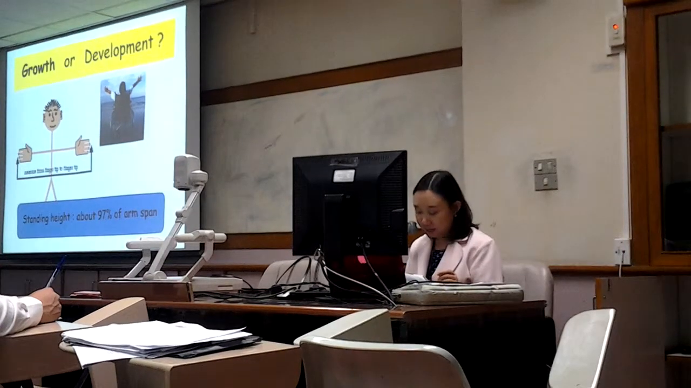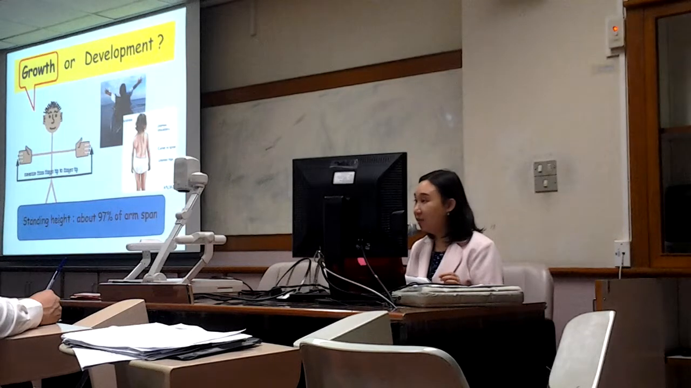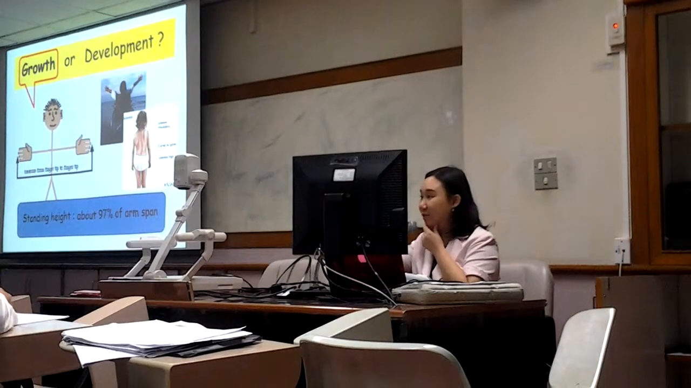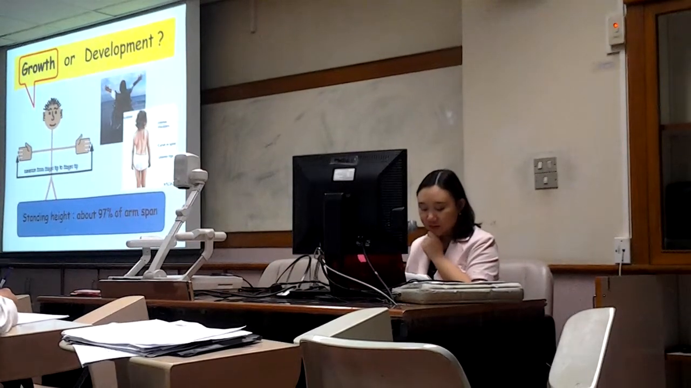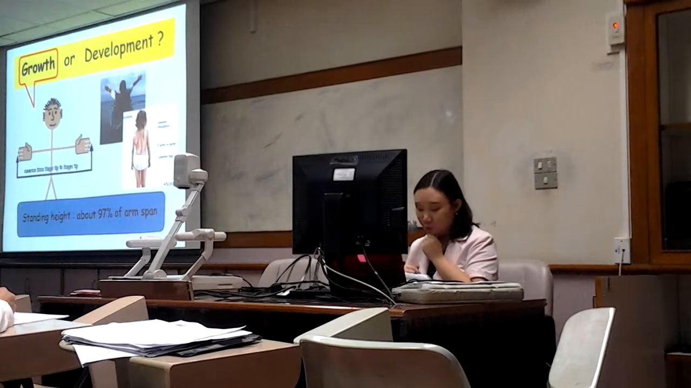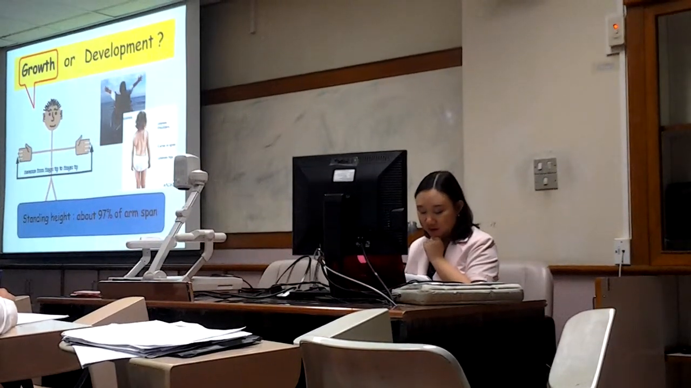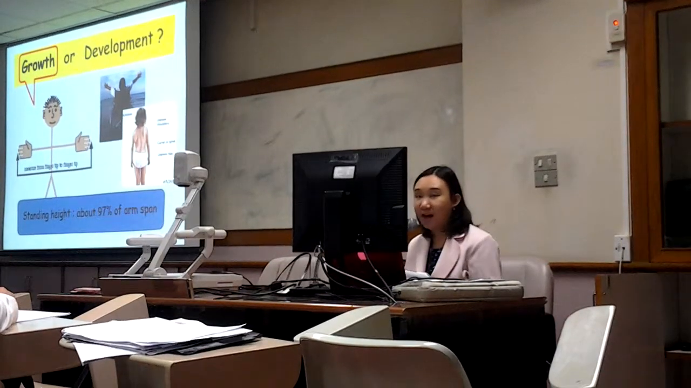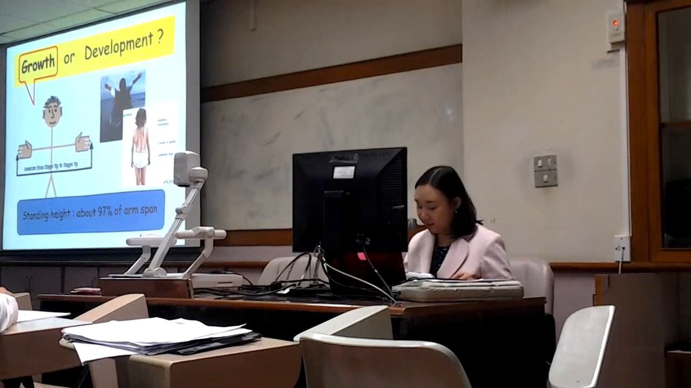Okay. And also for patients who have a spinal deformity. Do you know spinal deformity? It's some kind of scoliosis or kyphosis. For these patients, arm span is also a good estimate of what standing height would be if they have an abnormal curve of the spine. It's an optional parameter. Okay.